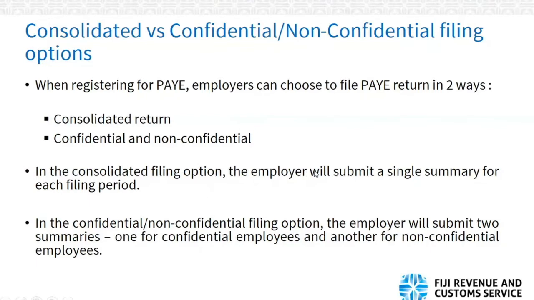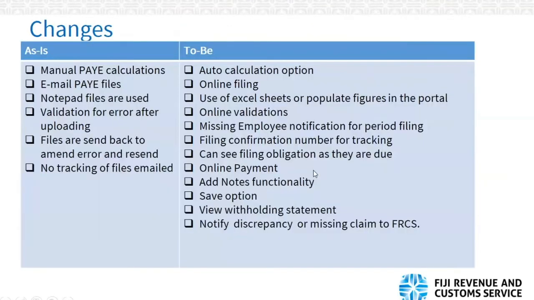So moving on, some of the other changes, if you compare to the as-is PAYE, what is going in the to-be process, right? In the as-is, we have manual calculations for PAYE. In the to-be, we will be giving you the option for auto calculation, so the employers' wages figure and the PAYE rate, SR nickel rate will be calculated automatically.